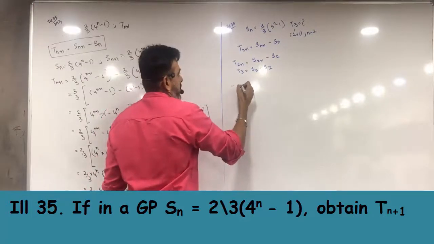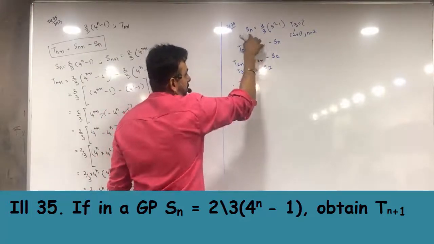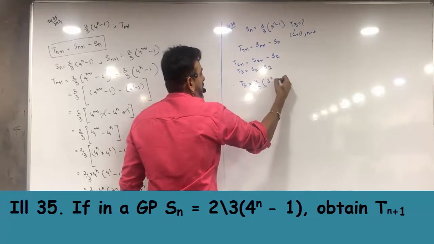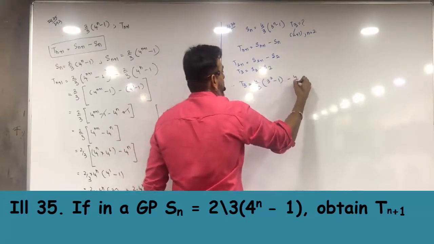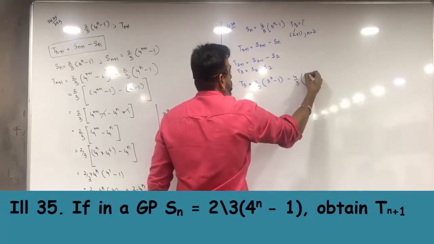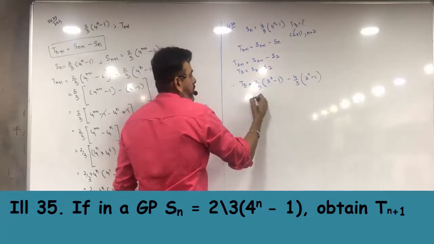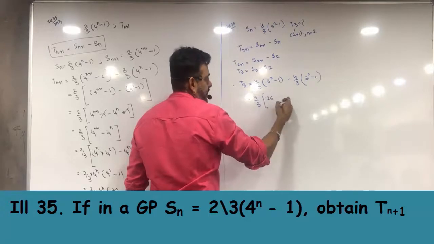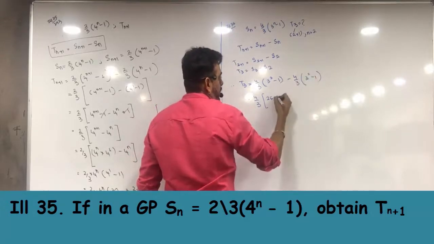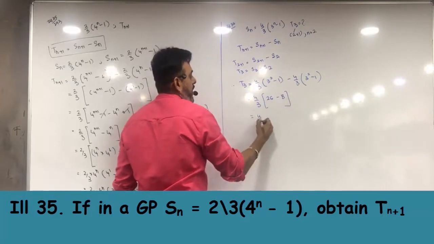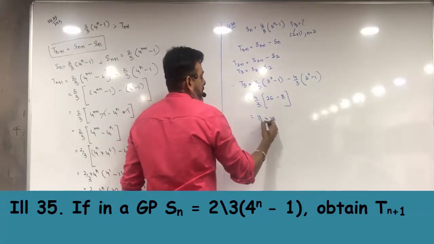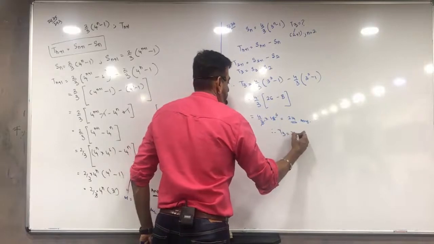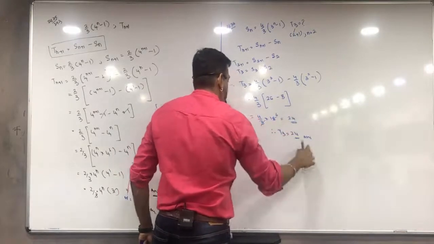Therefore, T3 is equal to S3 minus S2. So we substitute 4 by 3, 3 raised to 3 minus 1 minus 4 by 3, 3 raised to 2 minus 1, is equal to 4 by 3 common. 3 raised to 3 is 27 minus 1 is 26, and 3 raised to 2 is 9 minus 1 is 8, which is equal to 4 by 3 into 18, 3 6 which is equal to 24. Therefore, T3 is equal to 24. Answer.